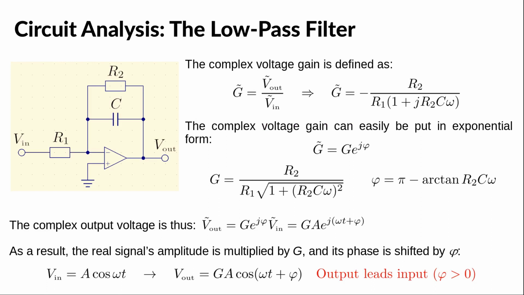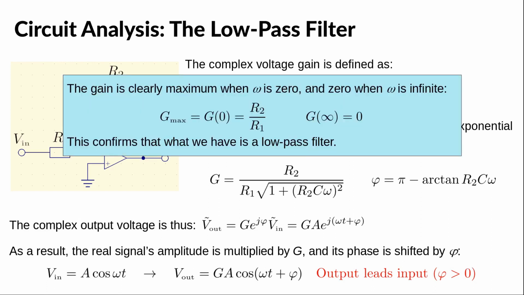So, using the exponential form, we find that the complex output voltage is G A exponential j omega t plus phi. So we easily obtain the real output voltage by taking the real part. The result is pretty simple. The amplitude of the signal is multiplied by G, the real gain, and its phase is shifted by phi. You can check that phi in this case is always positive, but smaller than pi. So this means that the output signal leads the input signal.